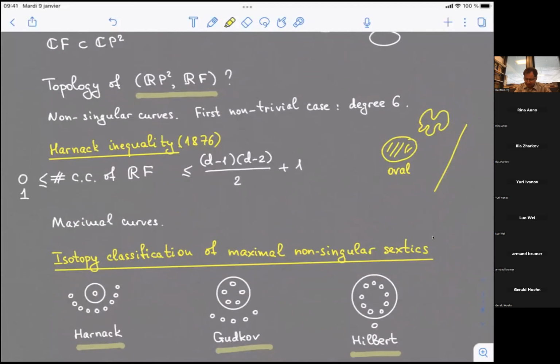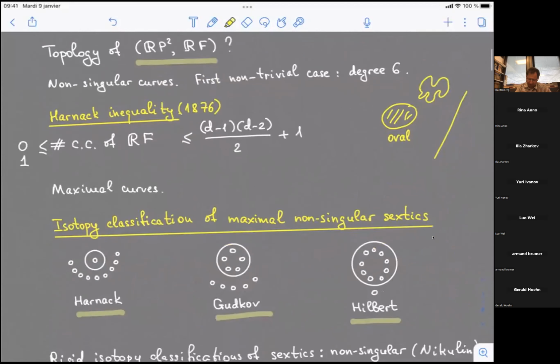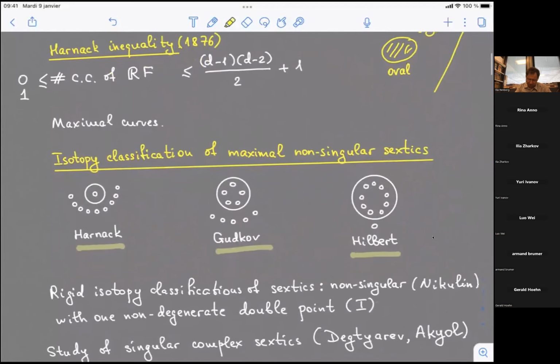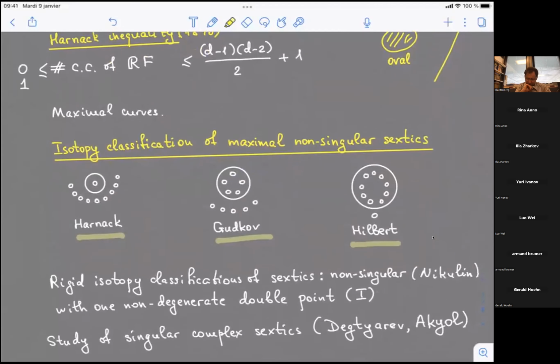So a lot of things are known about sextic curves. In particular, for sextics, there is not only an isotopic classification, but also what is called rigid isotopic classification. So what is rigid isotopic classification? In the case of non-singular sextics, this expression, rigid isotopic classification, means the following.